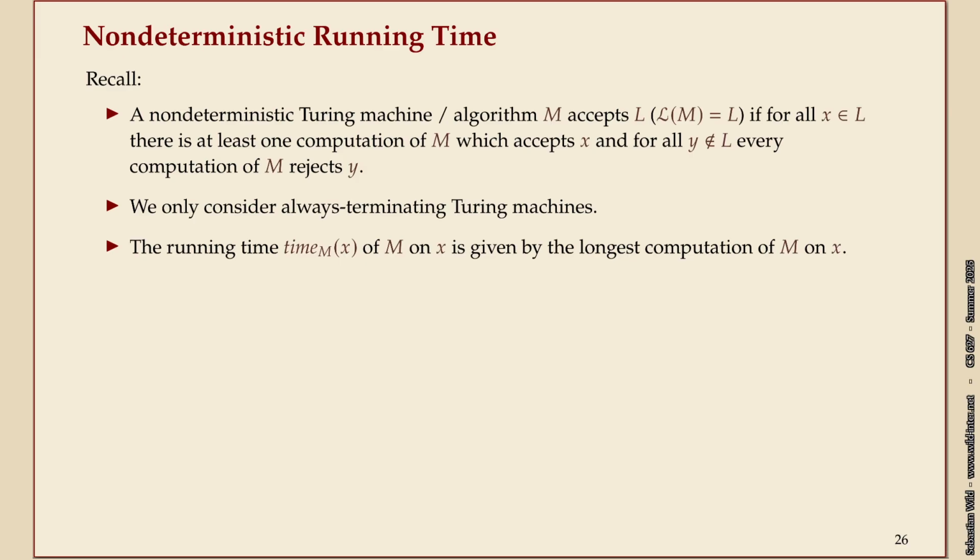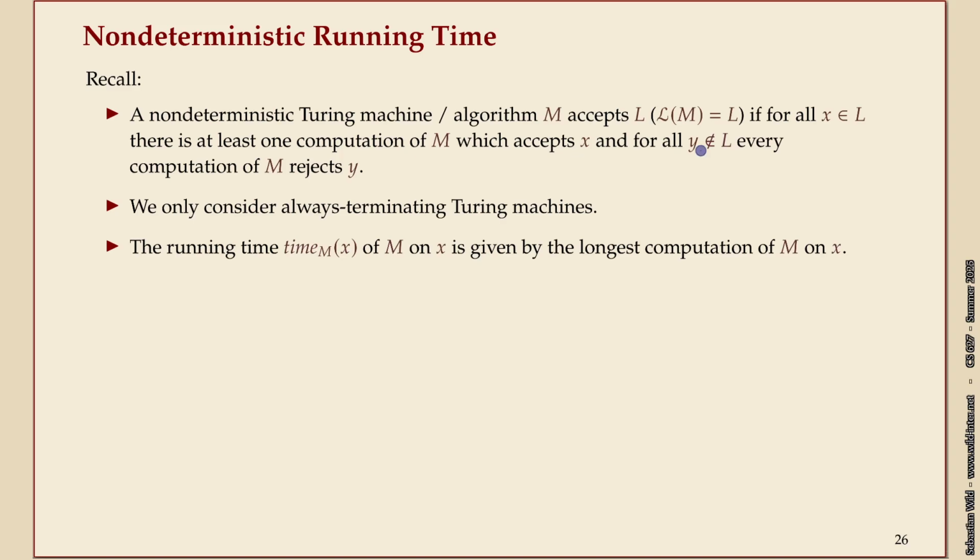To define this other class, NP, we need to come back to non-determinism. And this is just a recollection of what we've just covered, so maybe it's not so far away. A non-deterministic Turing machine accepts some language if there's some way of a computation that outputs 1 that accepts this input.